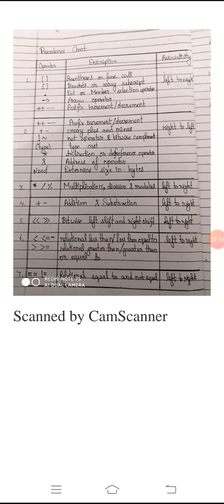Now, we will discuss this chart. This is a precedence chart. In C language, we have different operators. Now, what is an operator? An operator is actually applied on some operands. We have a few kinds of operators: if an operator is applied between two operands, then it is called a binary operator. And if an operator is applied on a single operand, then it is known as a unary operator. Most of the operators are binary operators.